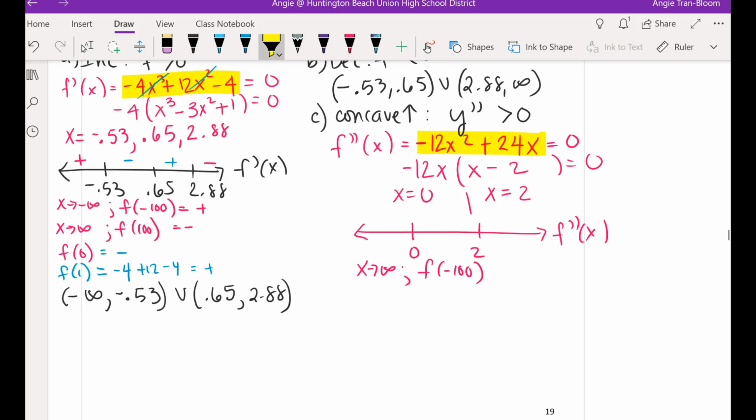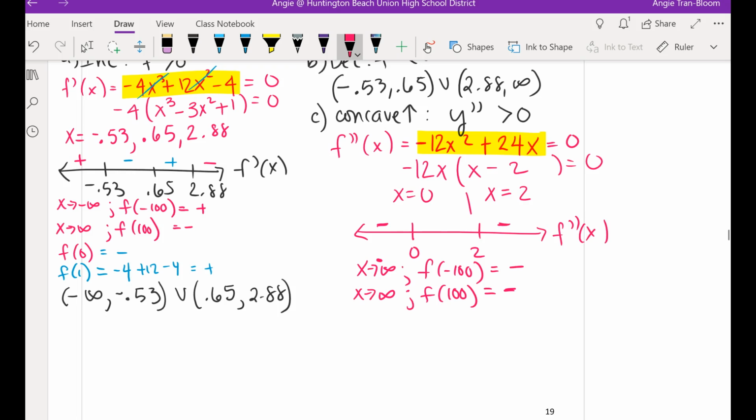Negative 100 squared is always going to be positive, so with the negative 12 on the front, that's always negative. The first one is negative infinity, and then positive infinity. Positive 100 is always going to be negative due to the negative 12 in the front, so those two sides are negative.